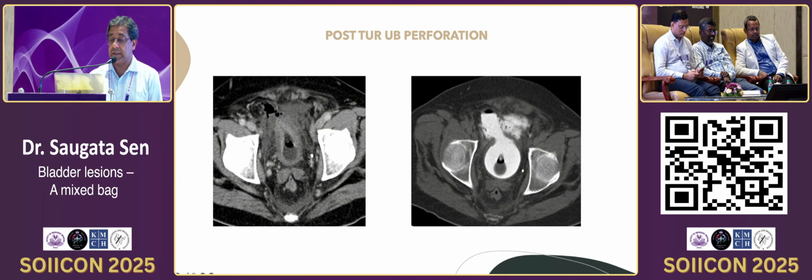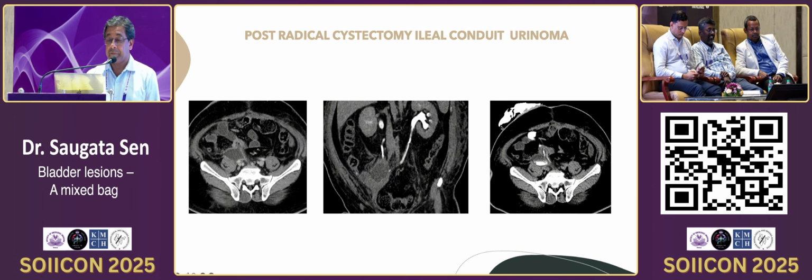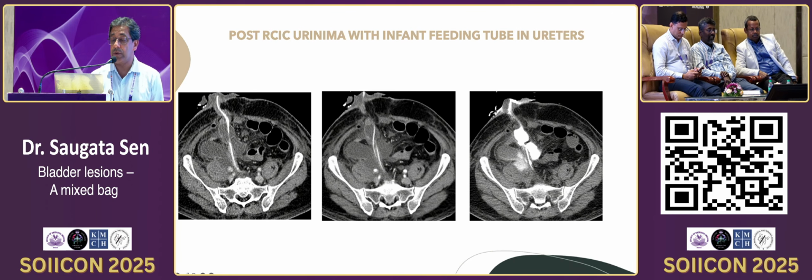Here is another case where there is a perforation of the urinary bladder. And here there is an ileal conduit which is being performed as radical surgery for bladder cancer, which was muscle invasive. You can see there is a urinoma formation, so there is probably a leak. You can see extravasation of contrast. And in these cases, sometimes you can put in infant feeding tubes so that this urinoma is made dry. There is no more leakage, and the urinoma or the leak can heal on its own.